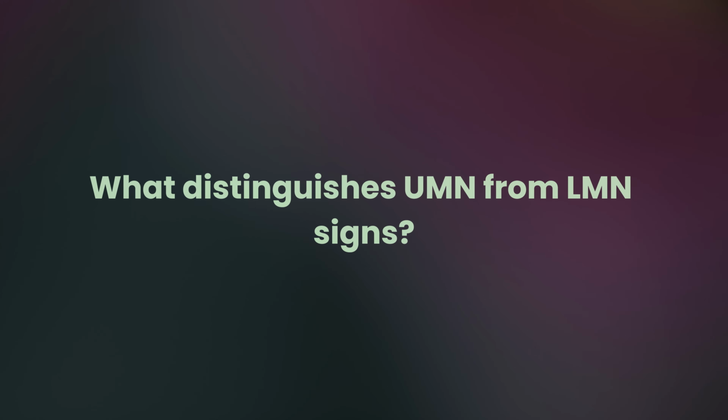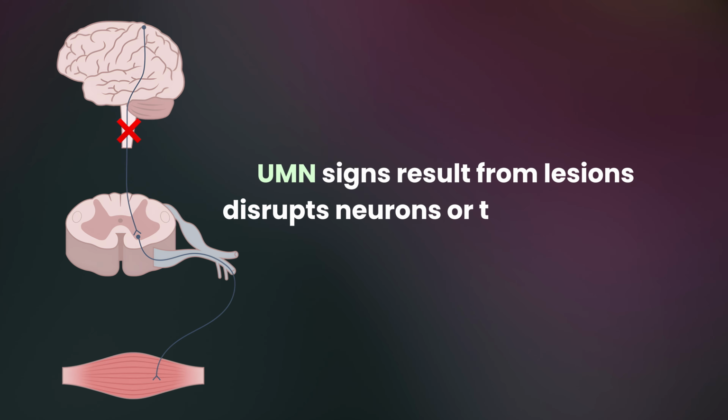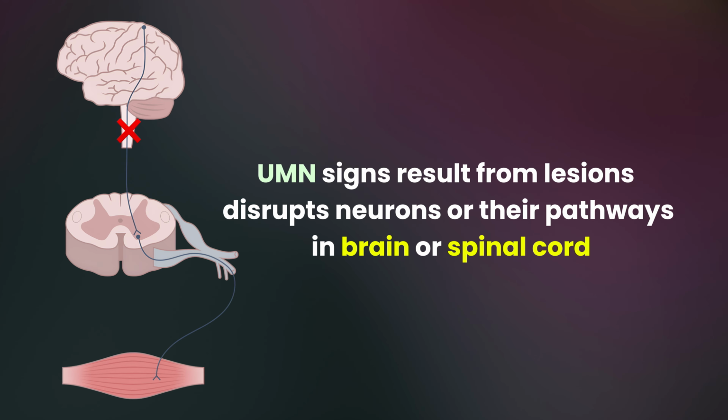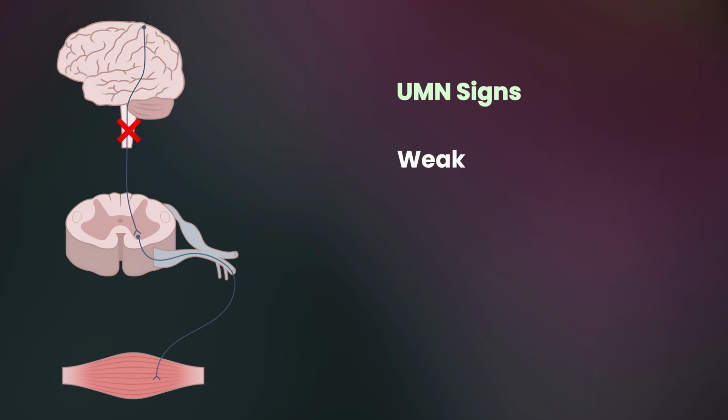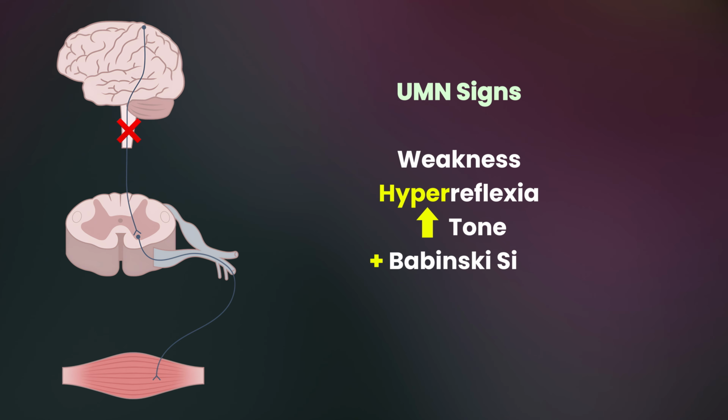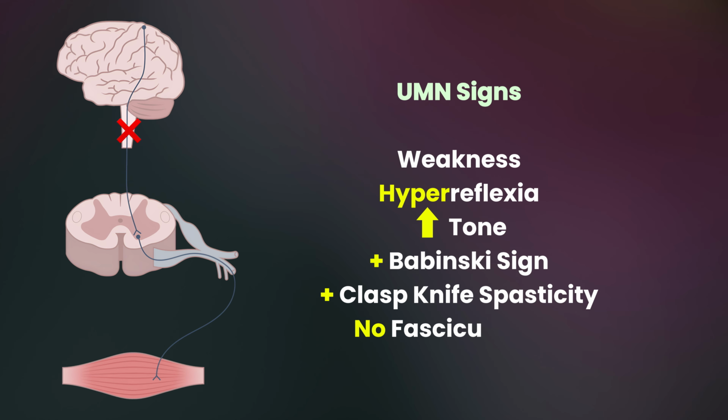What distinguishes upper motor neuron signs from lower motor neuron signs? Upper motor neuron signs result from lesions that disrupt neurons or their pathways in the brain or spinal cord. Upper motor neuron signs include weakness, hyperreflexia, increased tone, positive Babinski sign, positive clasp knife spasticity, and no fasciculations.